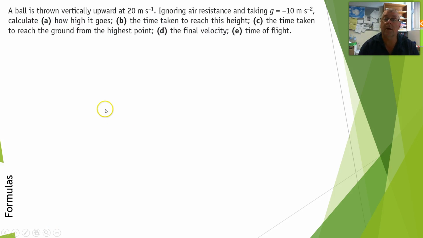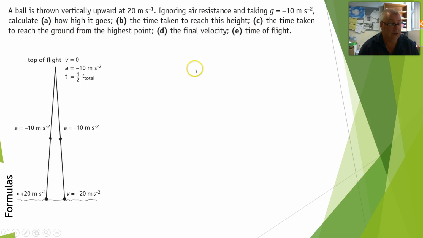Let's have a look at some of the equations of motion type questions that we could get from going up and going down. In this case, our ball is being thrown at 20 meters per second. We're taking g as minus 10 meters per second squared, and we're going to calculate how high it goes, the time it takes to reach that height, the time taken to reach the ground from the highest point, the final velocity, and the total time of flight.